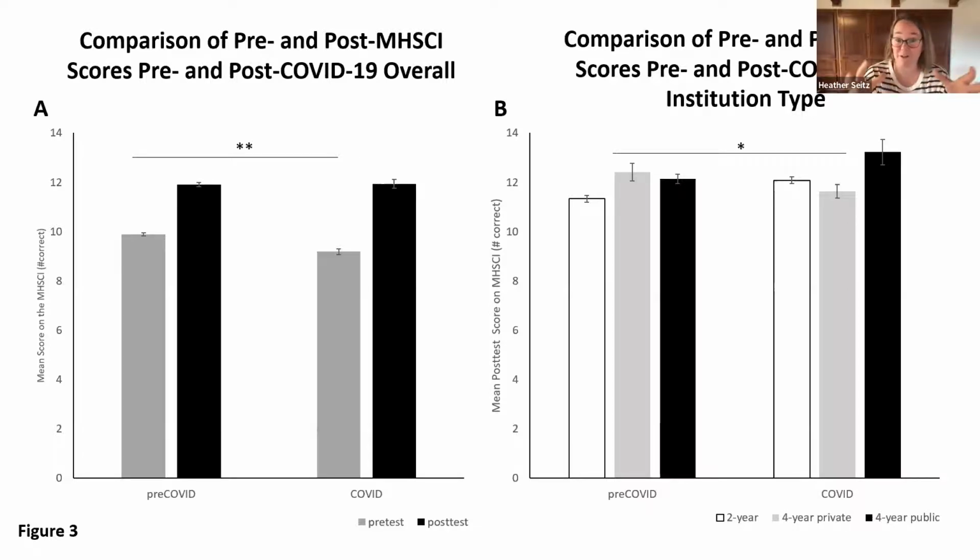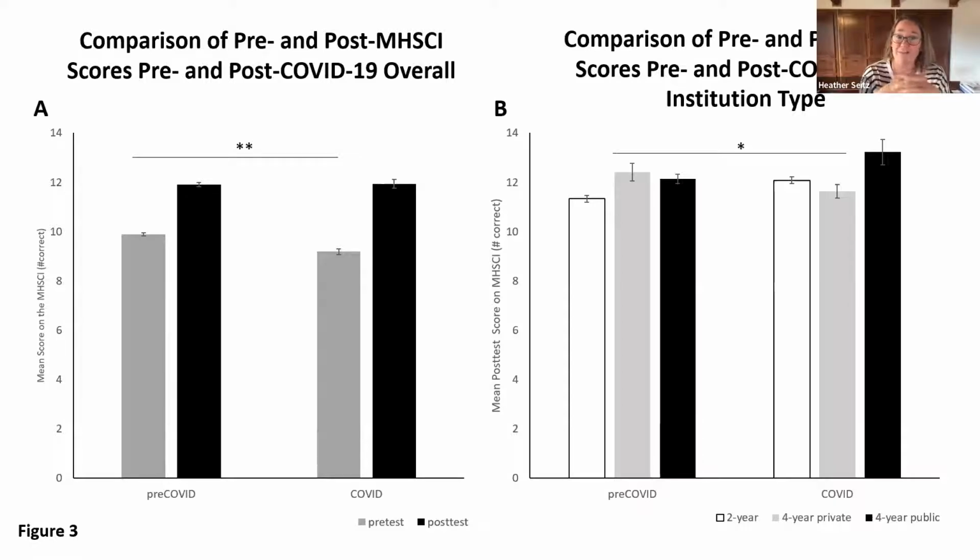And so we can see that overall, there was a significant difference between the pretest scores pre-COVID and during that COVID semester. What that meant for us, and it was a very surprising finding, was that for that COVID semester of spring 2020, the average pre-test score was significantly lower than the previous 4 semesters, meaning that students starting that semester were doing less well on the MHSCI. What's, I think, even more surprising, and Andre already alluded to this, was that we saw no significant difference in the post-test scores pre-COVID to that COVID semester.